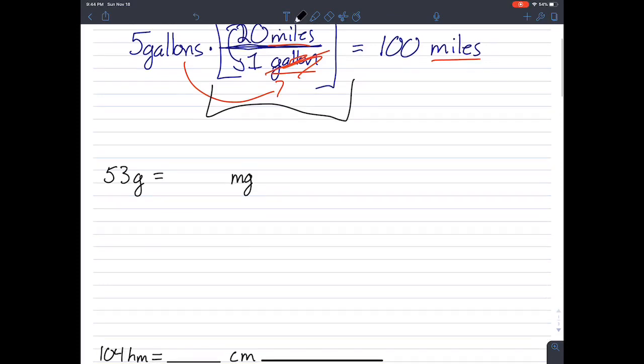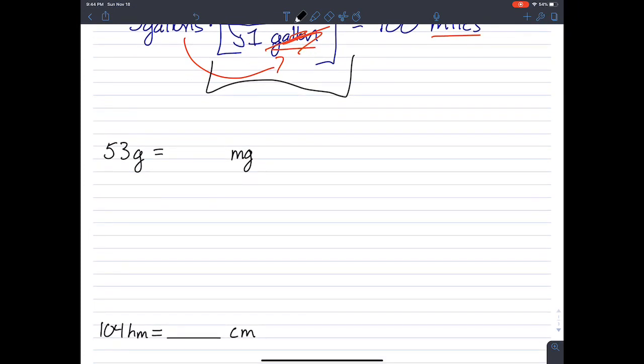So let's do some examples. All right, it's getting a little late. Let's bang out some examples, then we're going to hit the hay.